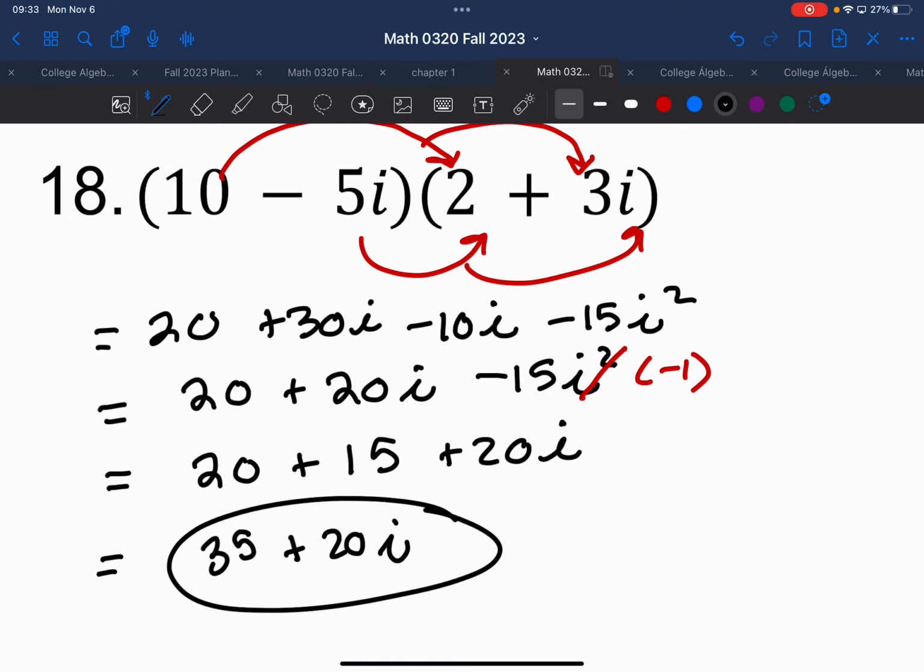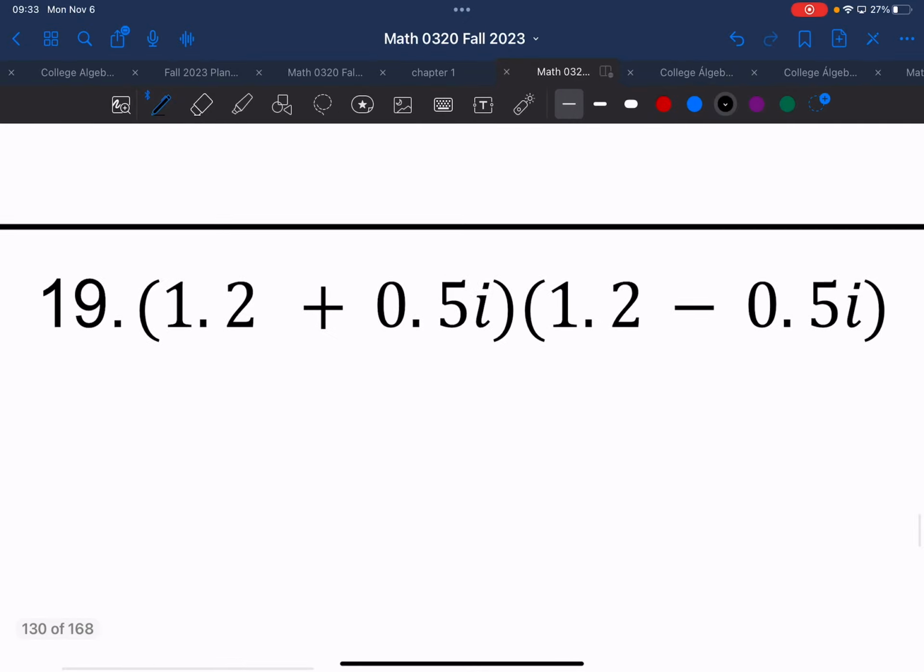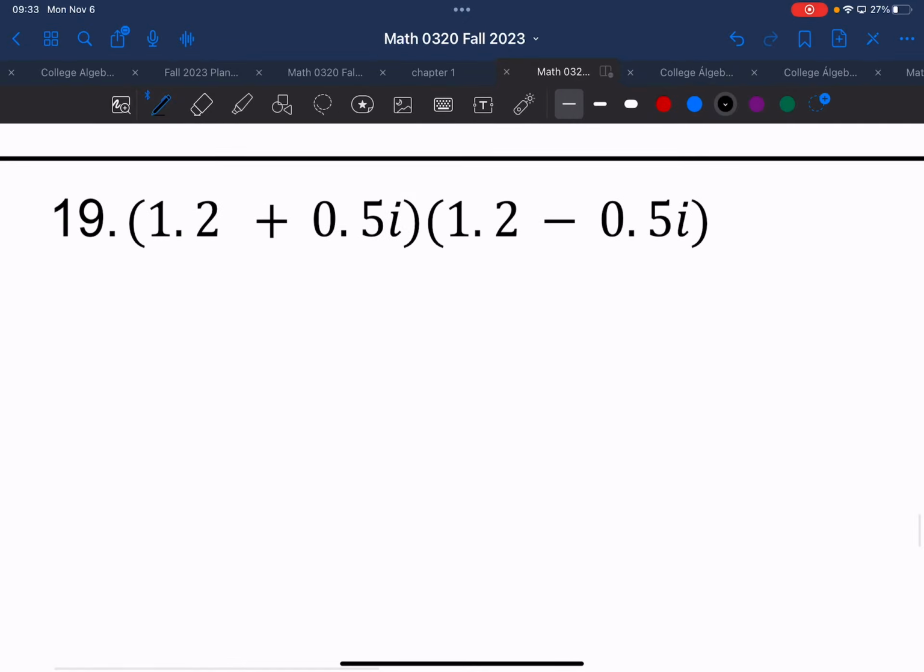Okay. Let's look at 19. So again, we have two complex numbers being multiplied, so we're going to use what method? FOIL.